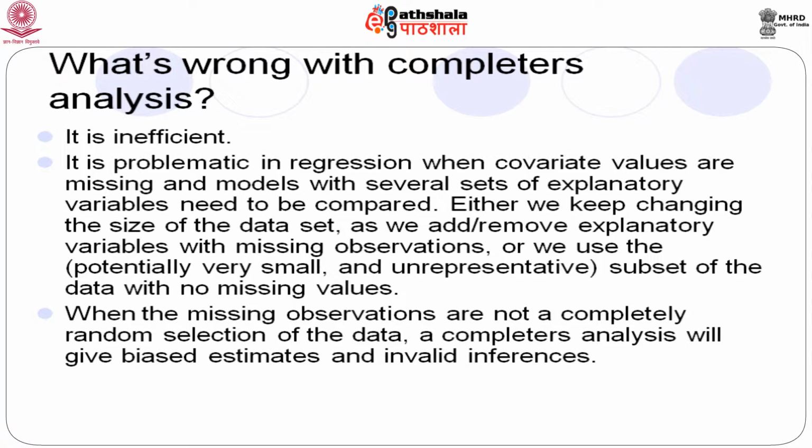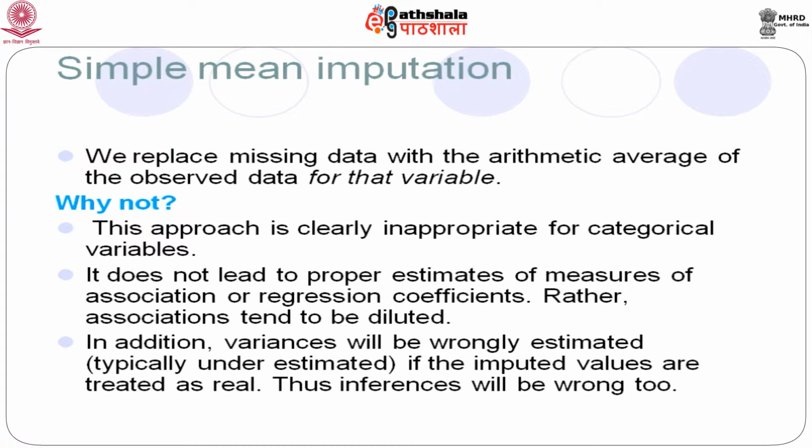When the missing observations are not a completely random selection of the data, a complete case analysis will give biased estimates and invalid inferences. One approach is simple mean imputation. Essentially the idea is that whenever there are missing observations, it is better to impute scientifically some value so that the whole data set becomes a complete data set, and you can make valid inference out of that.